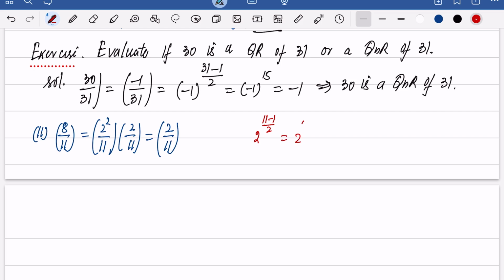So this becomes 2^5, which is equal to 32. Now in mod 11, this is equal to -1 mod 11. So therefore this is equal to -1. That means 8 is a quadratic non-residue of 11.